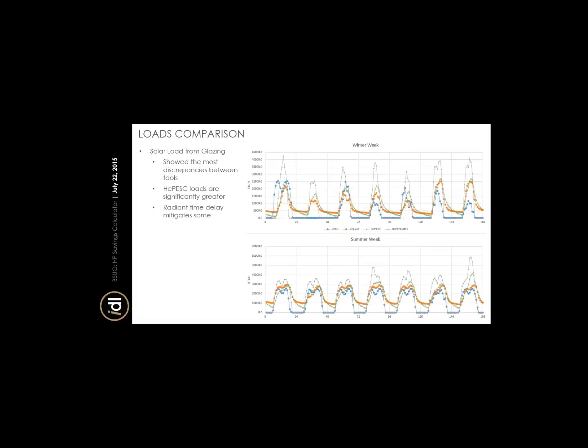And then the solar load from the glazing, this is the one that showed the most discrepancy, and you can see that the heat pump calculator was very, very high before we added the radiant time series, and that helped dampen it out pretty well. It's still quite a bit higher than the EnergyPlus, specifically in summer, and even the eQuest as well.